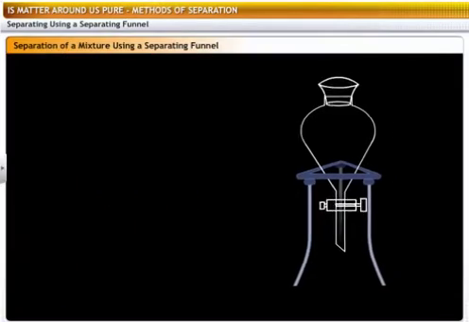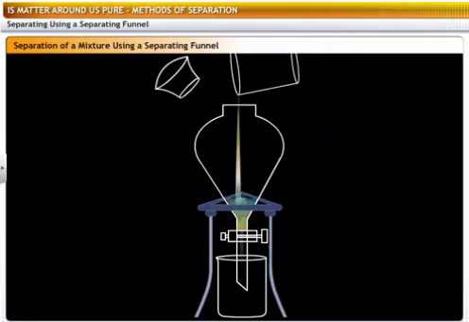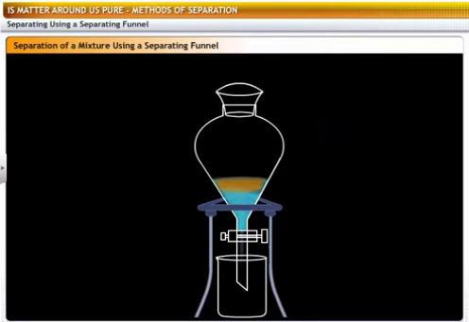A separating funnel is a special type of glass funnel, which has a stopcock in its stem to regulate the flow of liquid. To separate a mixture of oil and water, follow these steps. Pour the mixture into the separating funnel with the tap closed. Let the mixture stand undisturbed for some time.